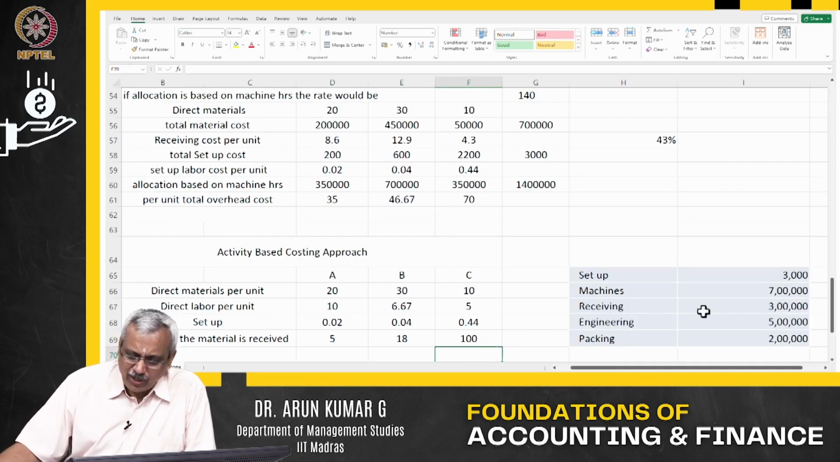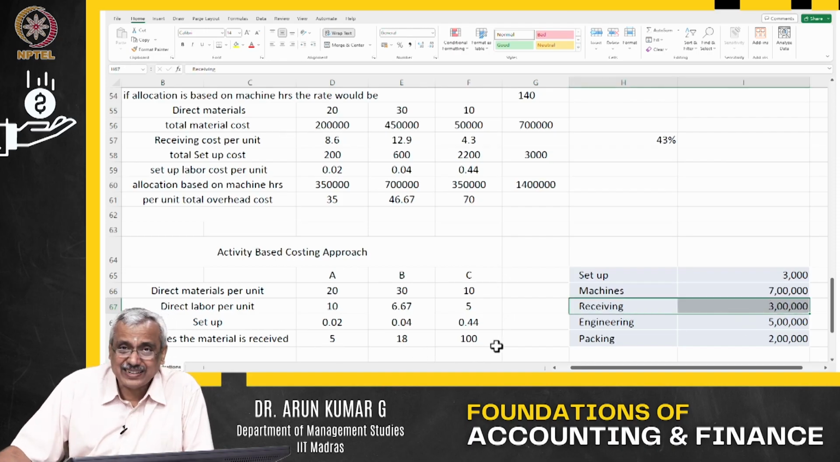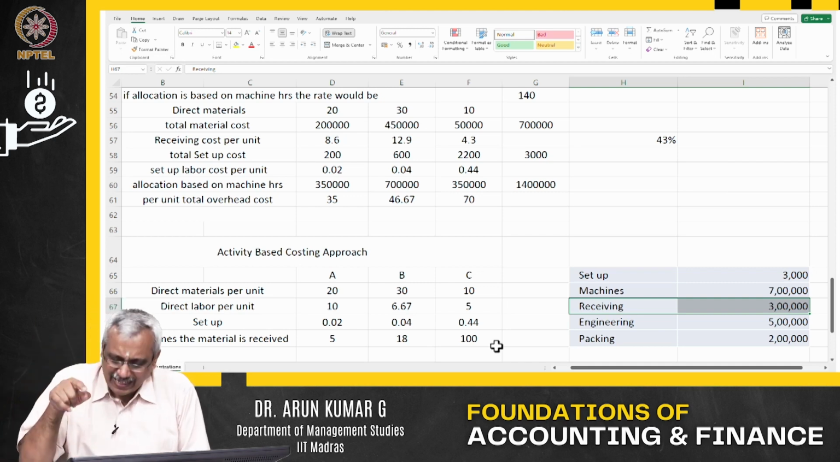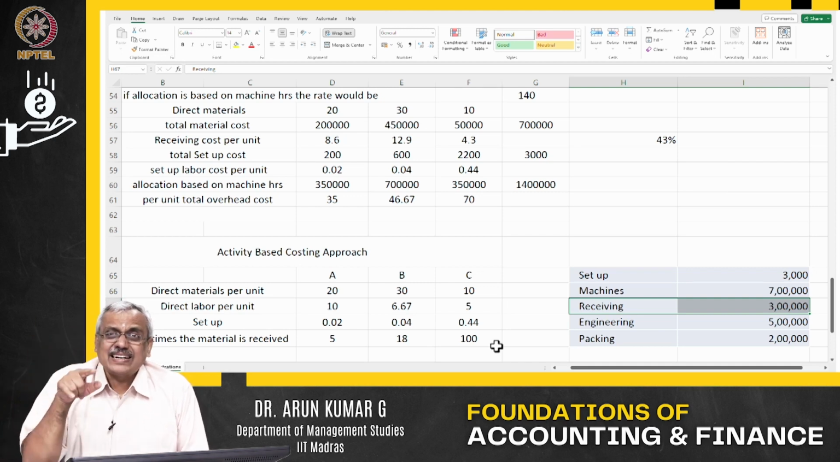So what is the ratio in which the receiving cost has to be allocated? It has to be allocated in the ratio of 5:18:100, because it is related to the effort involved in receiving. What is the activity? The activity is receiving. What is the driver? The number of times you receive.